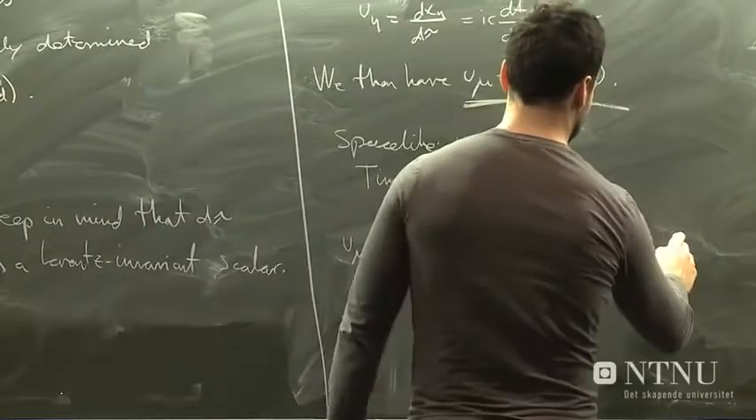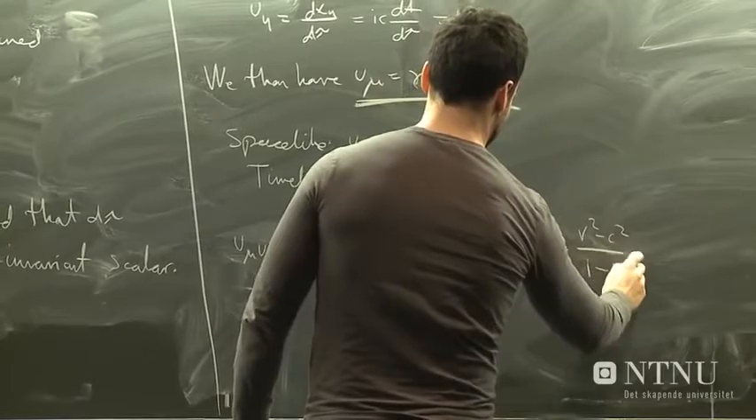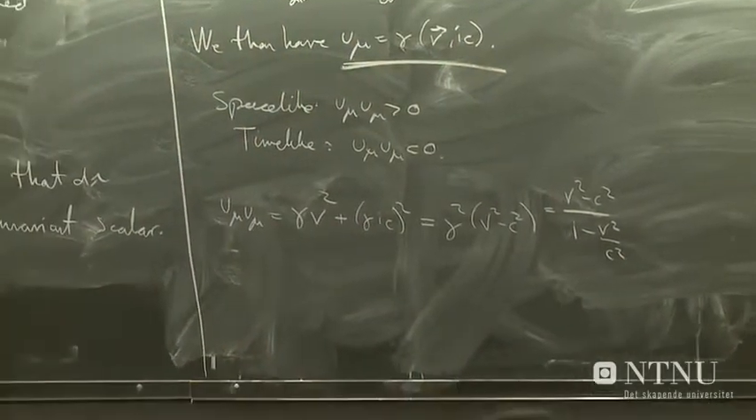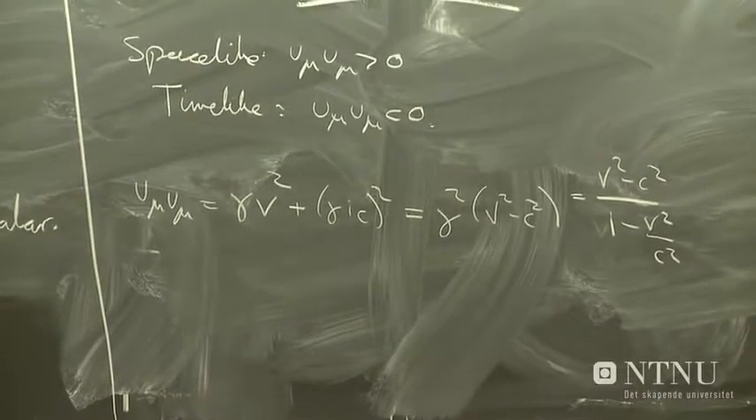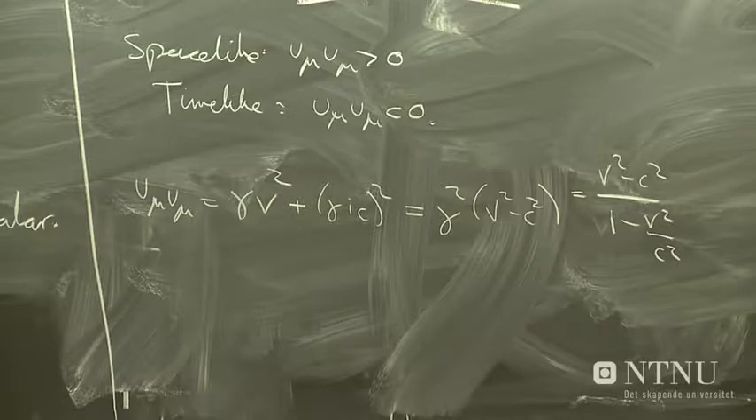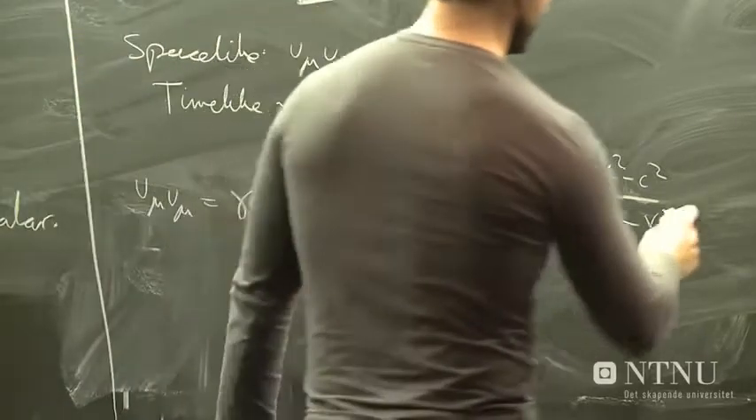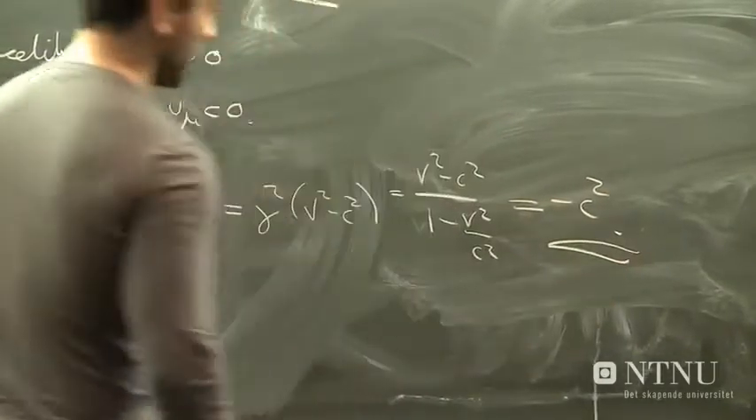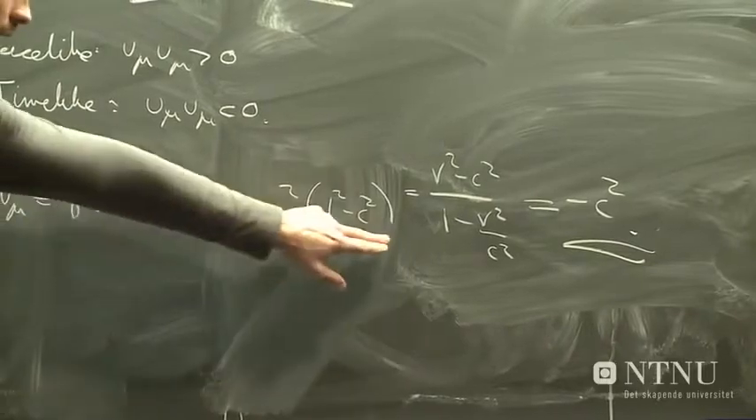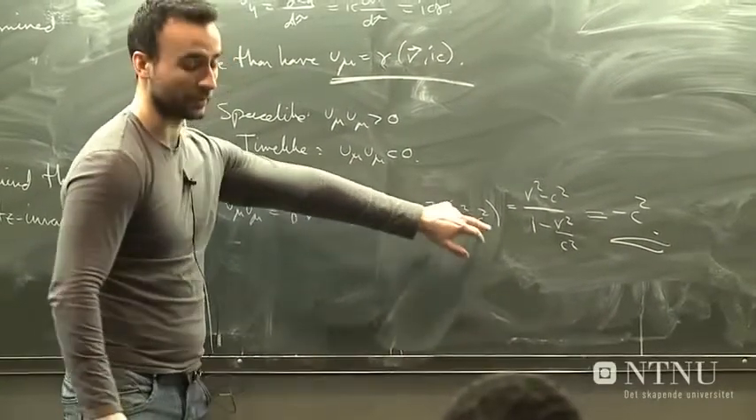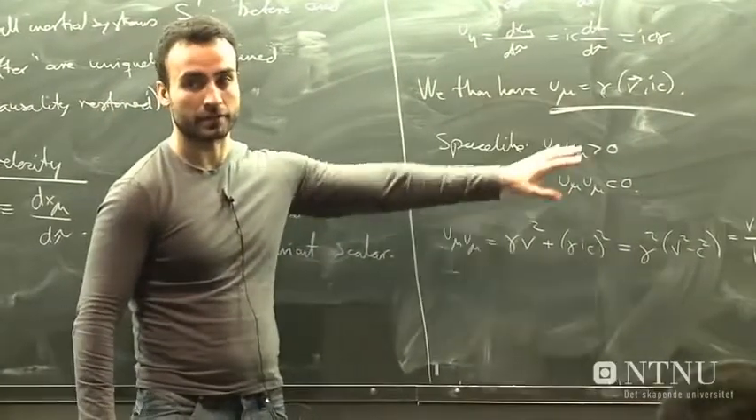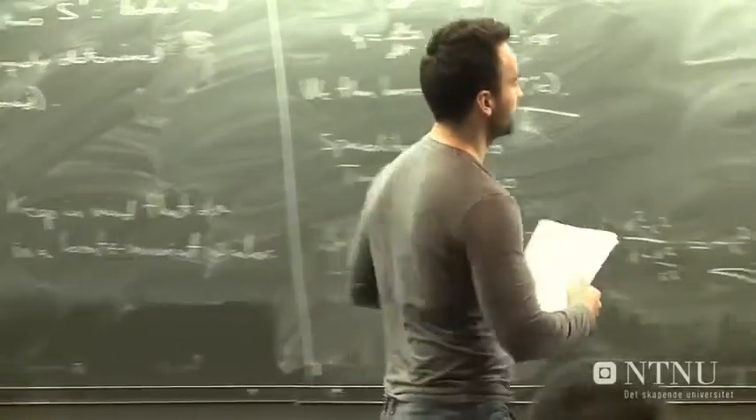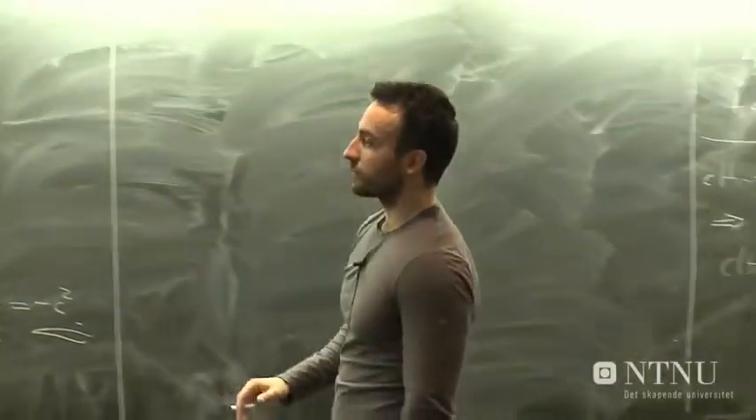Mm-hmm. So we should have this. So do you still think it's space-like? No. It's actually time-like. Because it's negative. Well, we can see it immediately here actually. This is a positive quantity and v has to be smaller than c. So basically, this is a time-like vector and it should behave reasonably. Okay, so that was the four velocity.